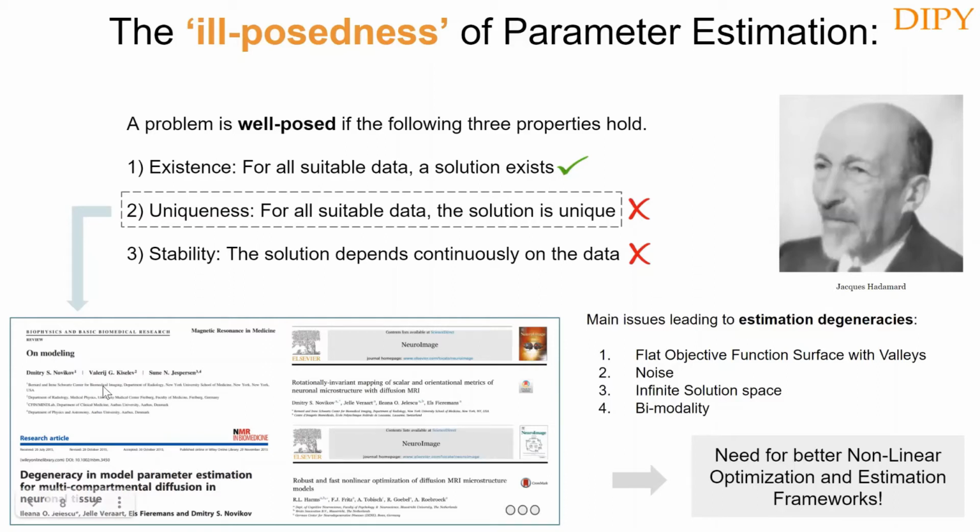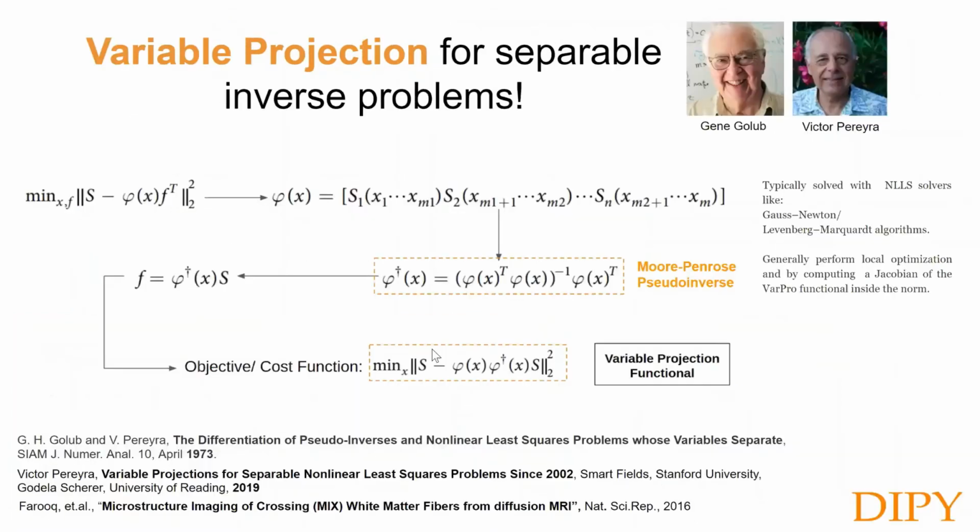One of my favorites is Novikov's paper called On Modeling, by Dr. Jelescu, on the degeneracy. They don't talk about IVIM in that particular paper, but the effect is seen in this type of modeling too. So this basically requires a better type of optimizer, and that I'll talk about in the next slide.